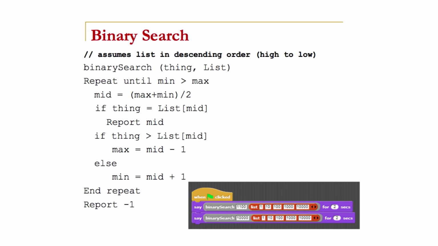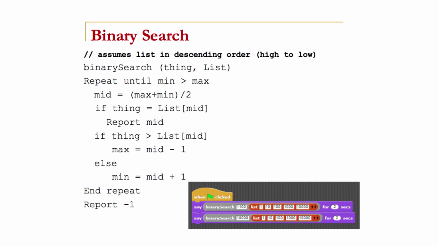So I hope you can see the performance that can be gained if the list is sorted. But of course, it costs computational time to sort the list as well, as we studied in the previous lesson. So here is the binary search algorithm in a sort of pseudocode, where in this case we're assuming the list is in descending order from high to low, just like we saw on the last slide.